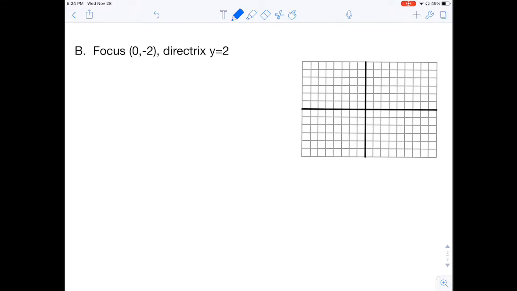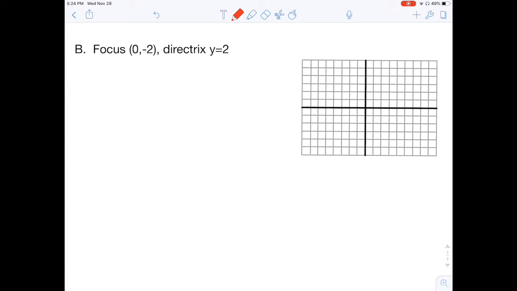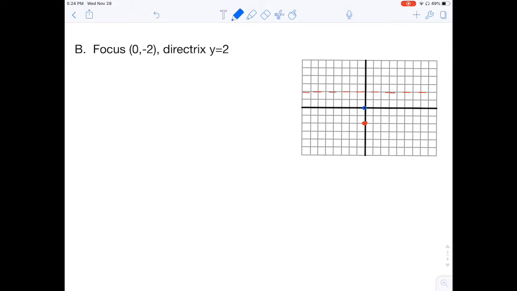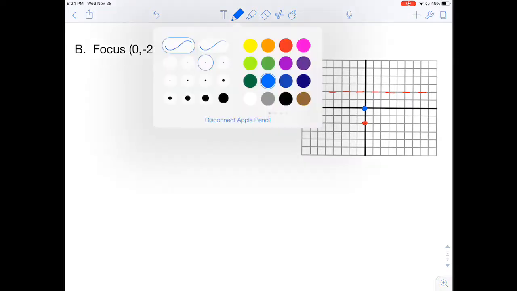Okay, so I'm going to go through and do that. I'm going to plot my focus. My focus is at 0, -2. And then I'm going to plot my directrix, which is the line y = 2. And then finally, I'm going to plot my vertex. Now remember, the vertex is smack dab in the middle. So my vertex is right here. Again, they tell us that, but we could have figured it out anyway based on the definition.